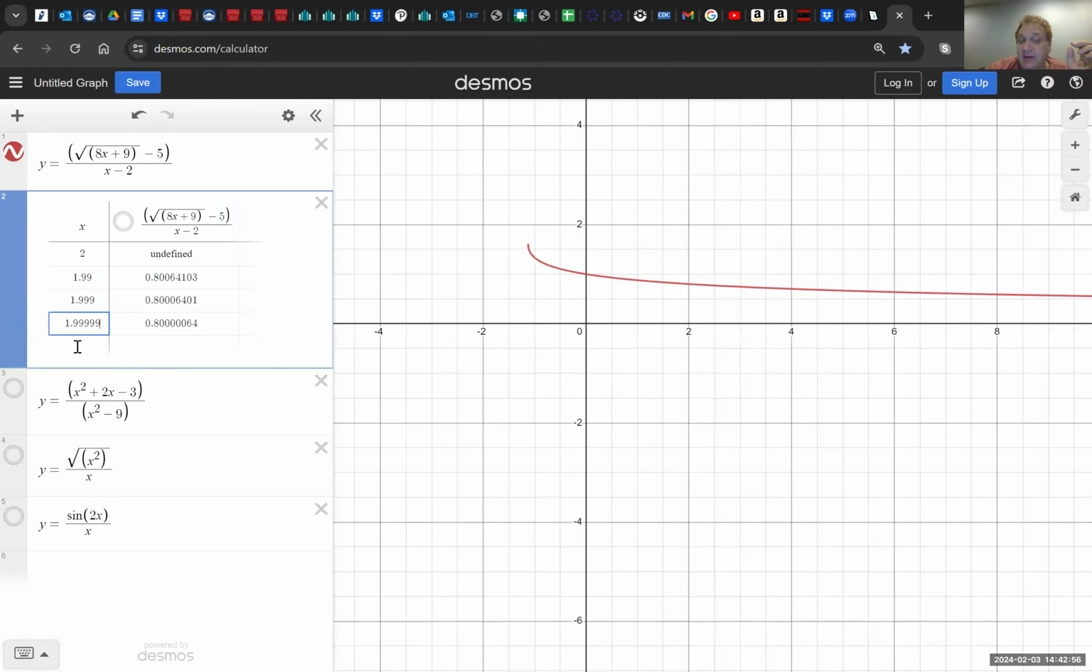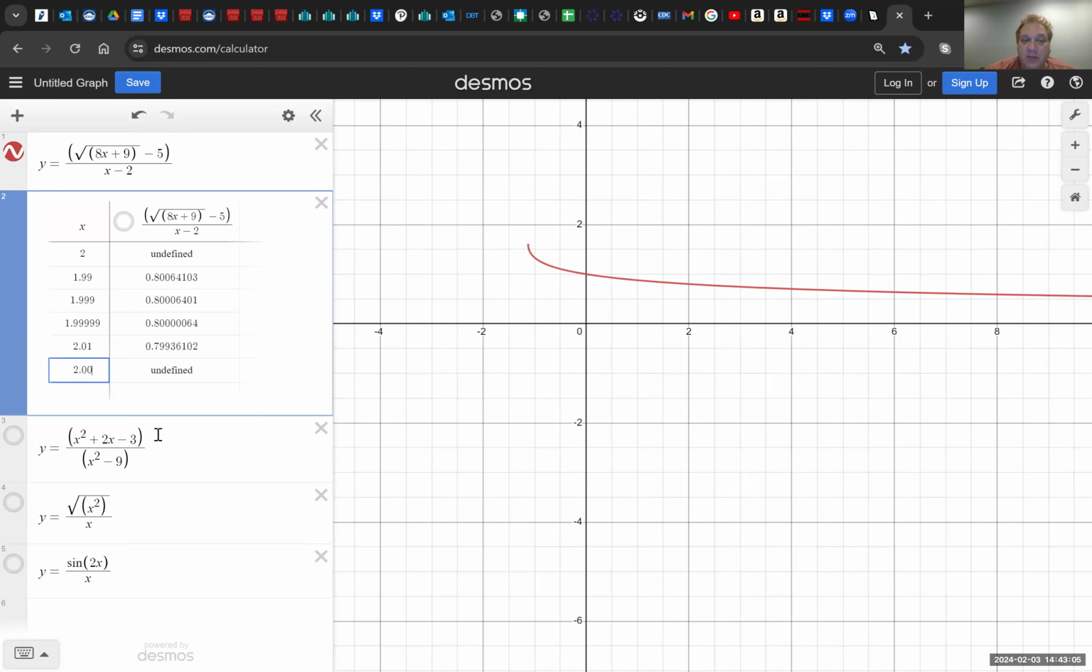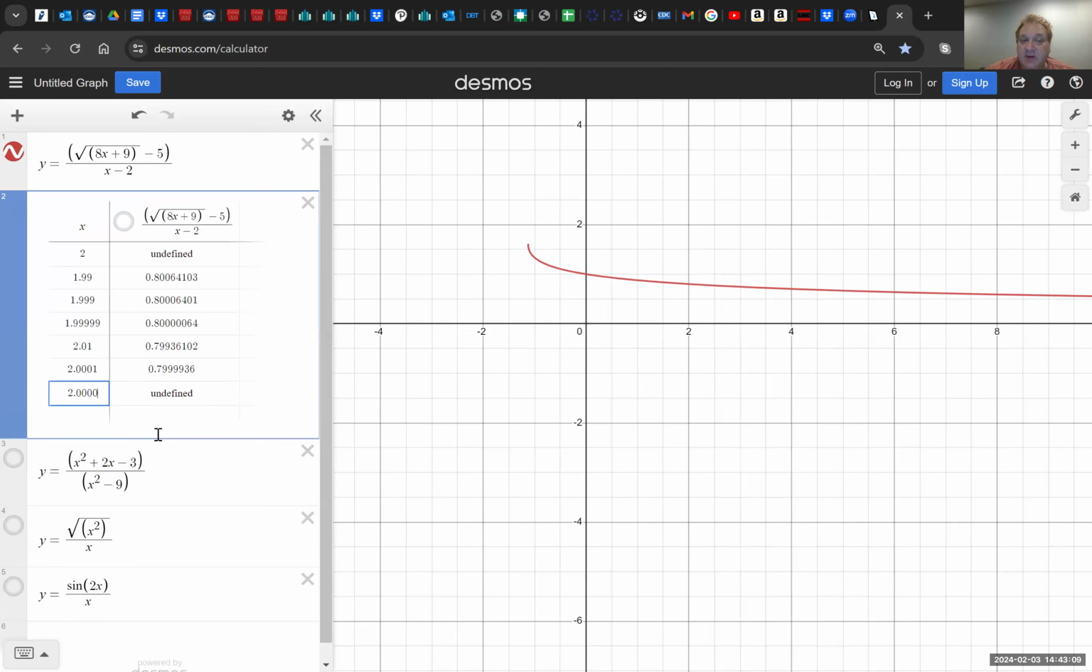Let me choose values that are slightly larger than 2, like 2.01, these kinds of numbers, and hopefully we get the same information from the right side numbers and the left side numbers. Remember, I'm using a sequence of x values to get closer and closer to our target, in this case, closer and closer to x equals 2. It's very important to use a sequence.